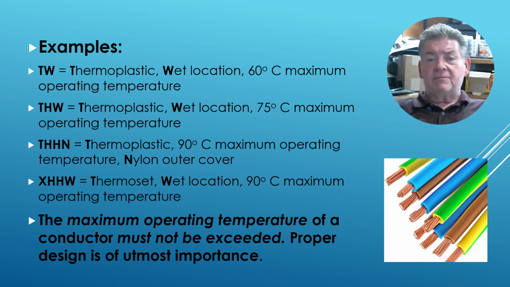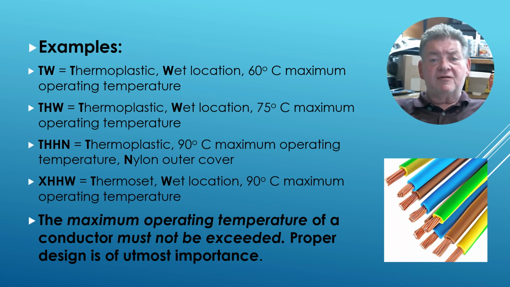Thermoset insulation does not do that. When the maximum temperature rating of thermoset insulation is exceeded, it doesn't drip off like thermoplastic. It does become damaged. It generally discolors and kind of cracks and so forth. It definitely does become damaged, but it doesn't drip off like the thermoplastic would.